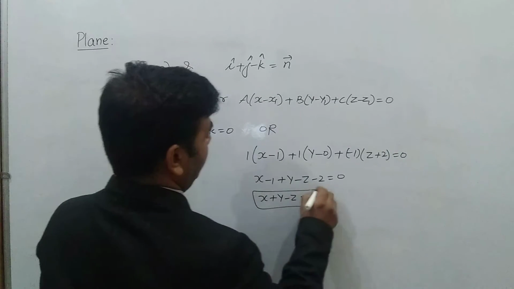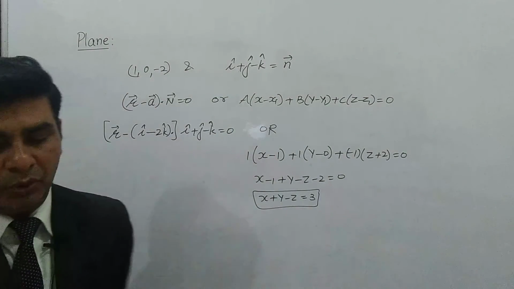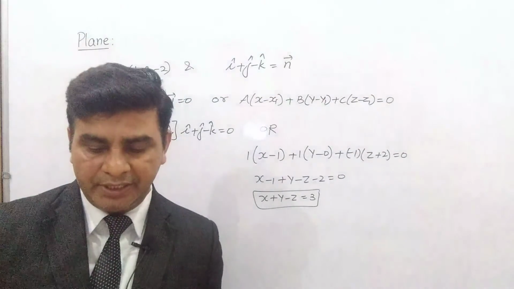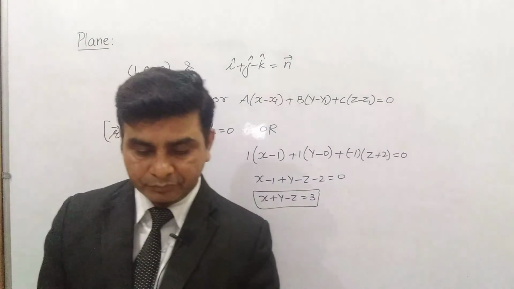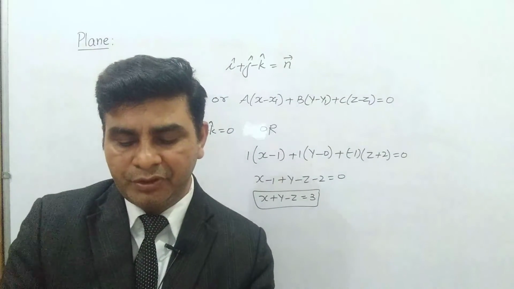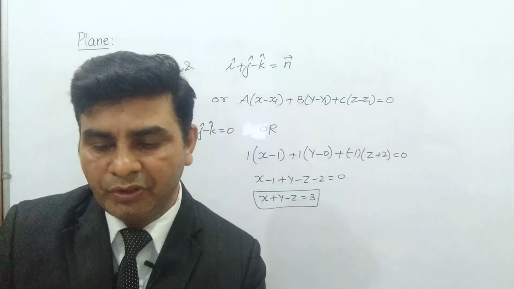So this is the equation of the plane which is passing through the point (1, 0, -2) with the normal vector i cap + j cap - k cap. The second part is absolutely the same, in which the point is given to you and the normal vector is also given to you. So you can do it by yourself, this is your homework.